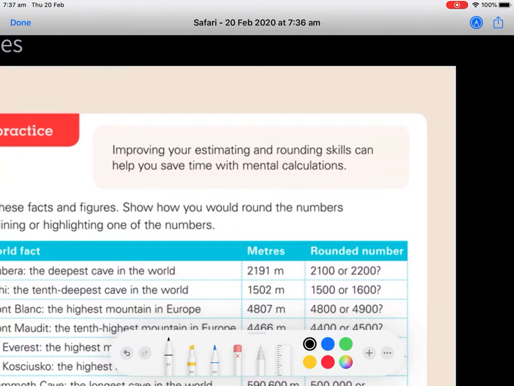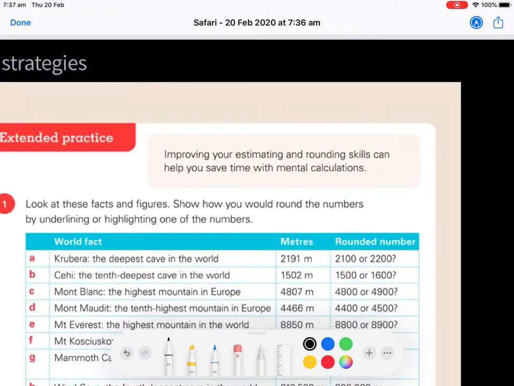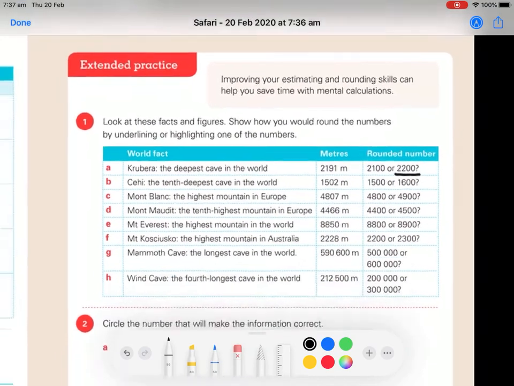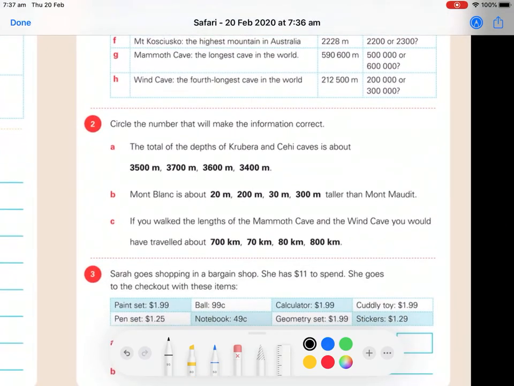Moving over to this side, improving your estimating and rounding skills can help you save time with mental calculations. Look at these facts and figures. Show how you would round the numbers by underlining or highlighting one of the numbers. So we've got the deepest cave here, 2,191. I would round that one to 2,200. So it's as simple as that. Which one would you round it to?